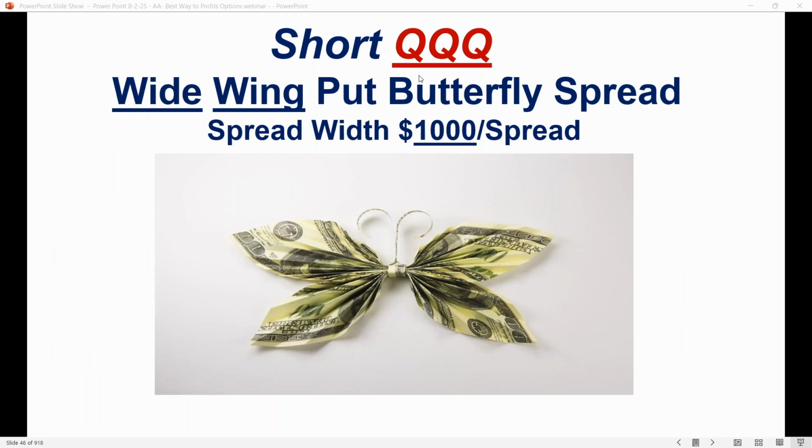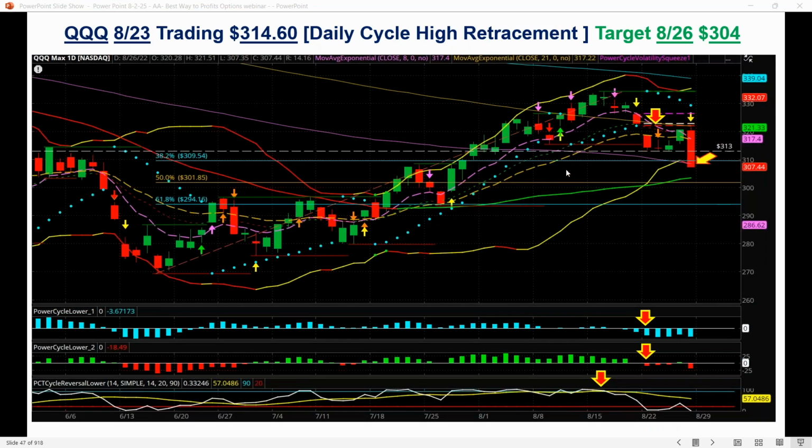So here's an example of a short trade using QQQ, doing this with a wide wing put butterfly, $10 wide spread width, or $1,000 wide. So here was the trade setup. It was going to be, again, a very fast move down in this trade. It was trading right here on the 23rd at 314.60. See that support, just like what I just showed you here.